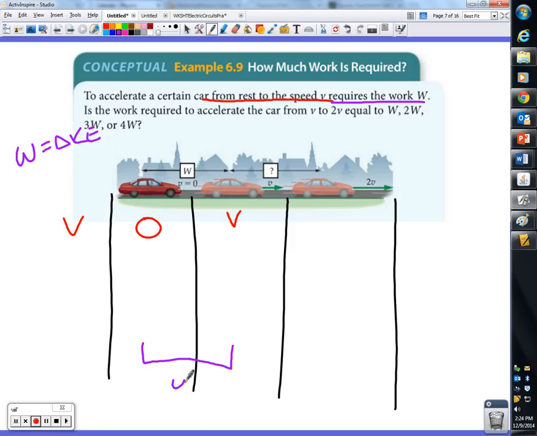So, it tells us that this first trip requires a work that is equal to the value W. Again, we don't know what it is, but we're going to call it value W. It's asking us then, we're accelerating the car from v to 2v, meaning the third picture here. While we don't know exactly how fast that car is going, we do know that it's twice as fast as the previous picture. And then it's asking us how much work do we need to do that?